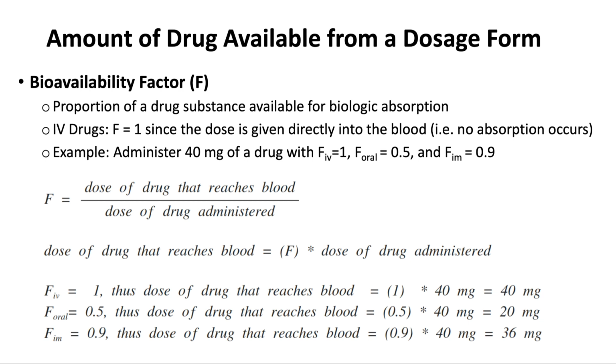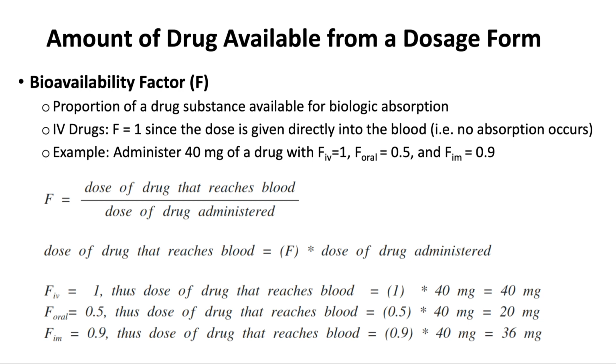Now, let's go into more complicated examples. Oral. Let's say we take the same drug, formulate it as a tablet, and swallow the tablet. How much of that drug is actually going to reach my blood? Well, we were given that the F value, or the bioavailability factor for this drug for the oral route, was 0.5. So if I use my formula, the dose of the drug that reaches the blood would be equal to that F value, 0.5, times the dose administered, which was 40 milligrams. 0.5 times 40 equals 20 milligrams. So of the 40 milligrams I ingested, only 20 milligrams reaches my blood because the bioavailability factor is 0.5.